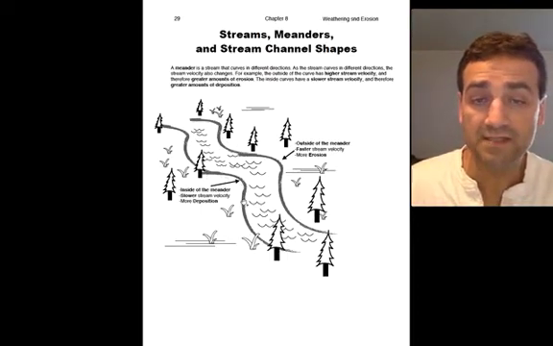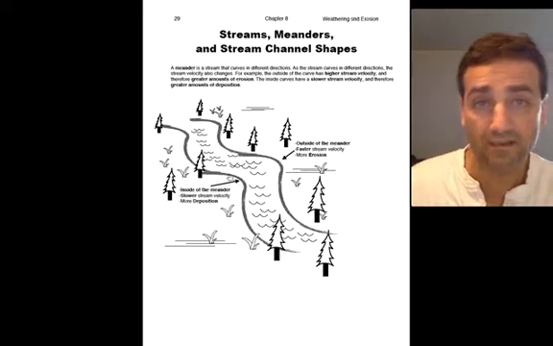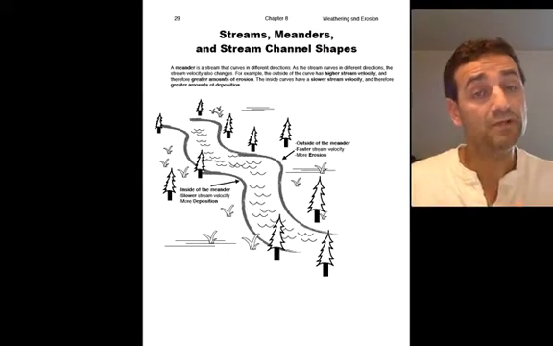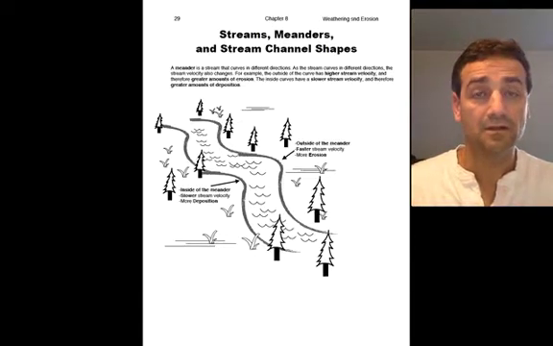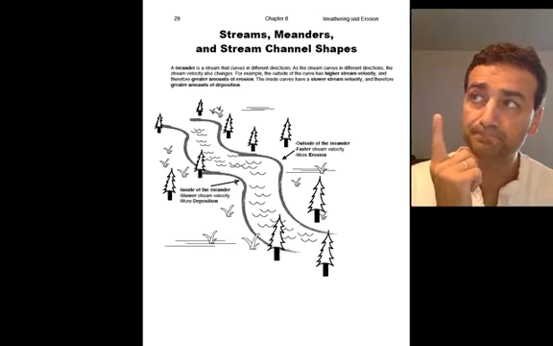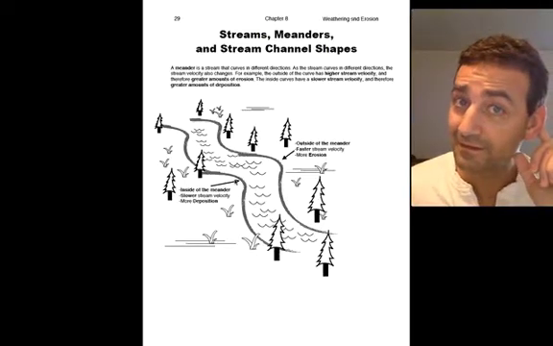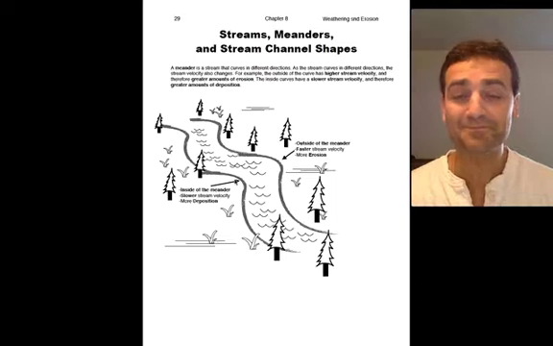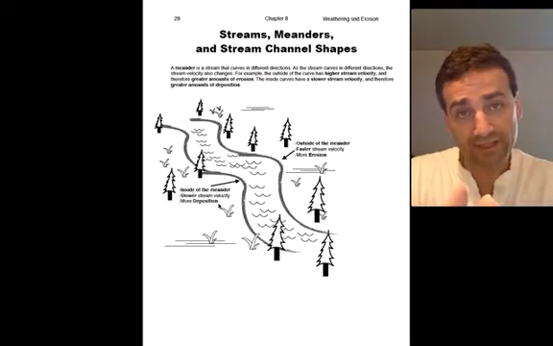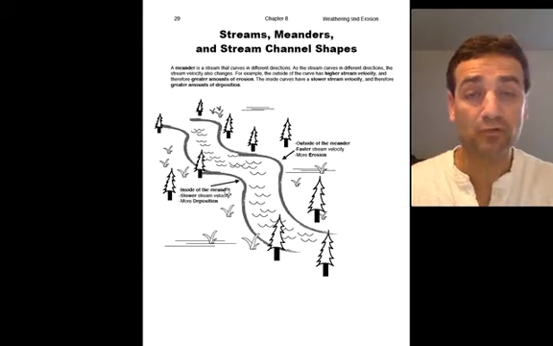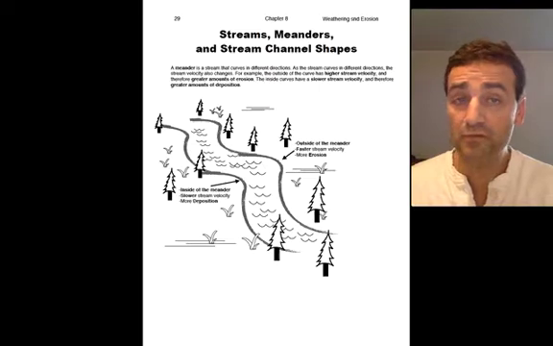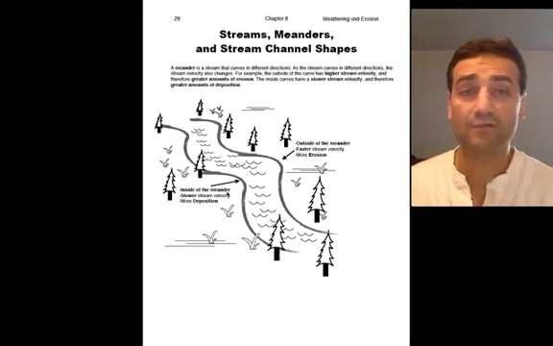Here, on the inside of the meander, the inside of the curve, it moves more slowly. Slower stream velocity means, well, what's the opposite of erosion? Deposition, right. So you get more deposition, more depositing, putting in place. So the slower it moves, the more sediments it's going to put there. The faster it moves, the more sediments it's going to take away from there.